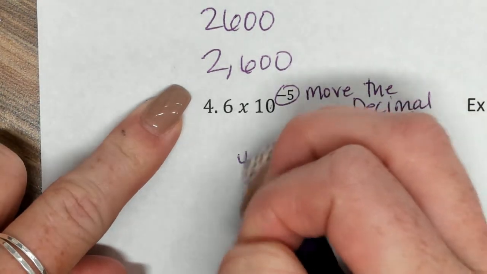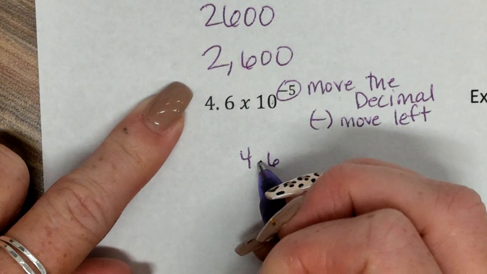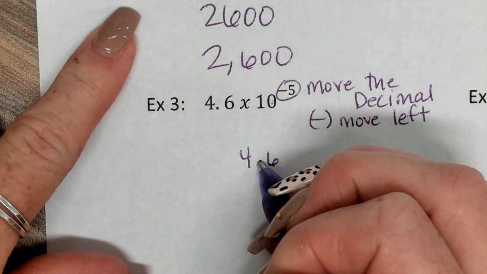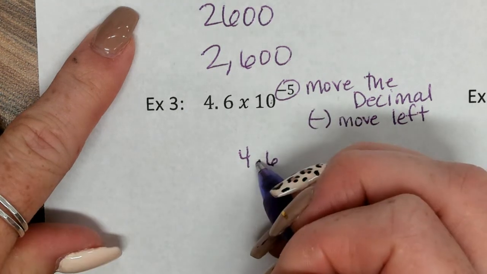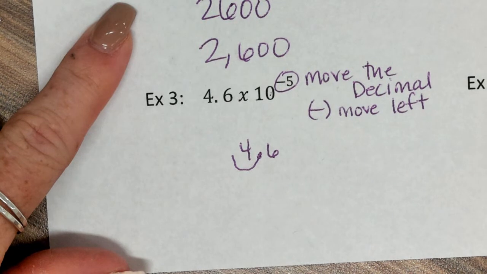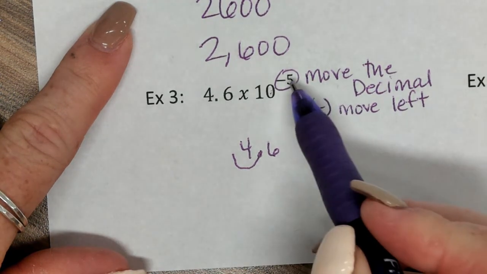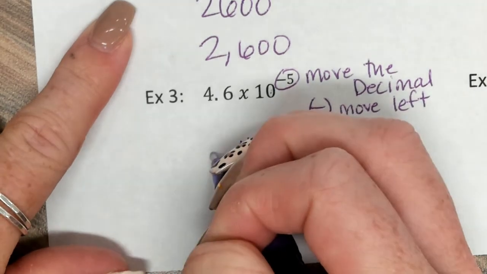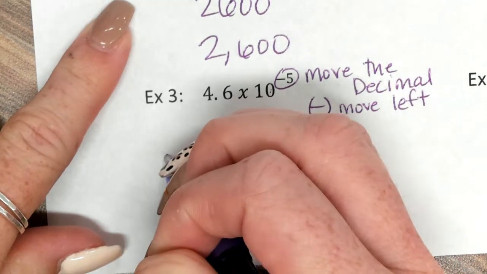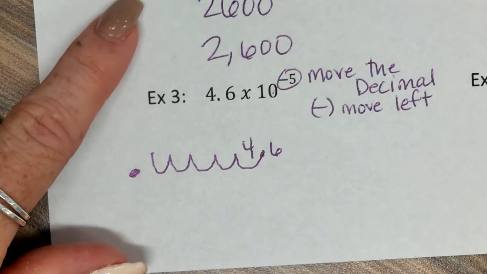So I take 4.6, and I hold my pencil on the decimal. And what I'm going to do is make a little basket around the 4, and that means I moved it 1 time. But I need 5 baskets because that exponent is a 5. So there's 1, 2, 3, 4, 5, and then I'm going to put my new decimal right there.